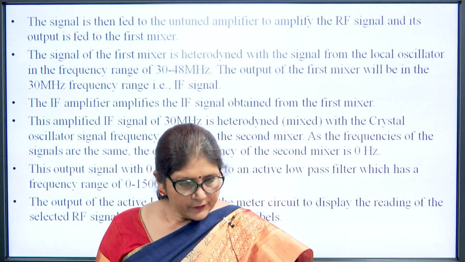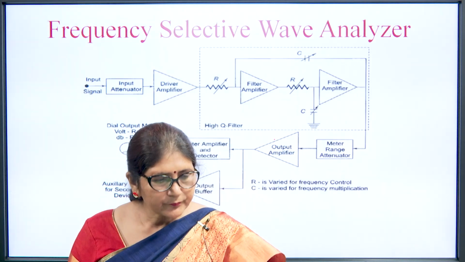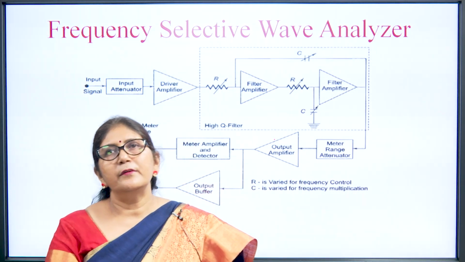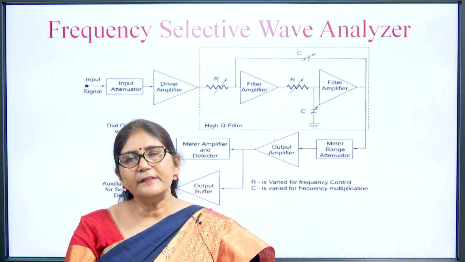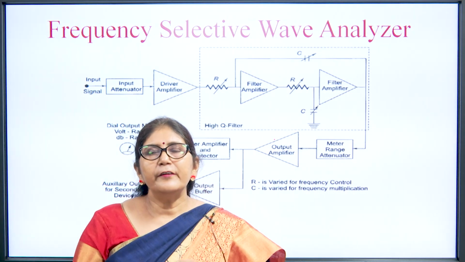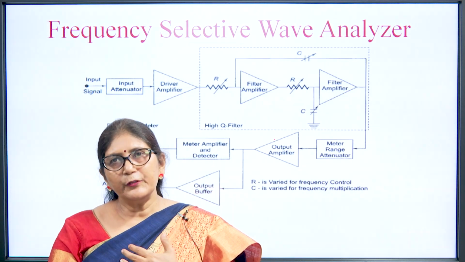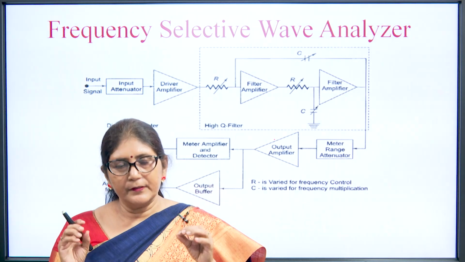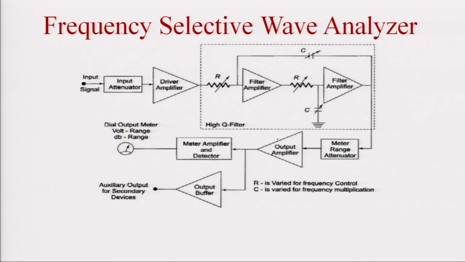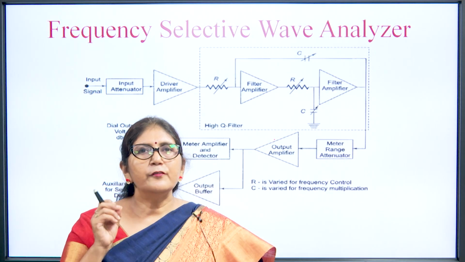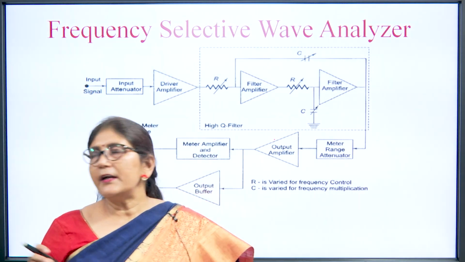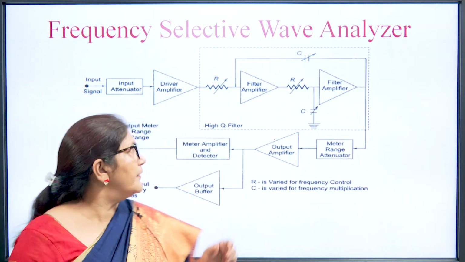So, this is the function of the filter. Now, there is one more wave analyzer, that is the frequency selective wave analyzer. Frequency selective wave analyzers are used for the display of a single frequency component. So, when we want to measure the amplitude of a single frequency, then we are using the wave analyzer. In the wave analyzer the input signal is again fed to the input attenuator circuit.